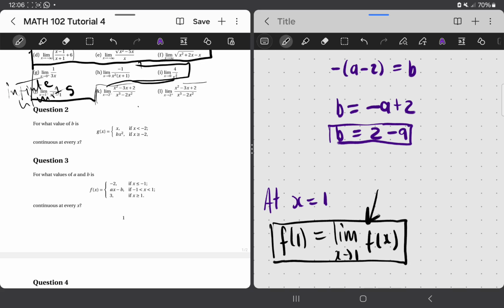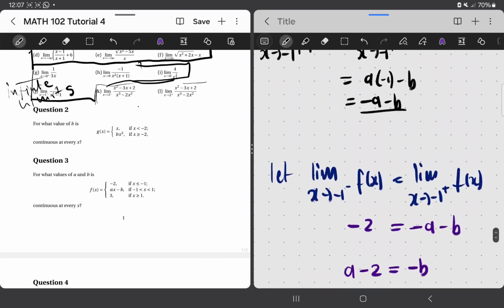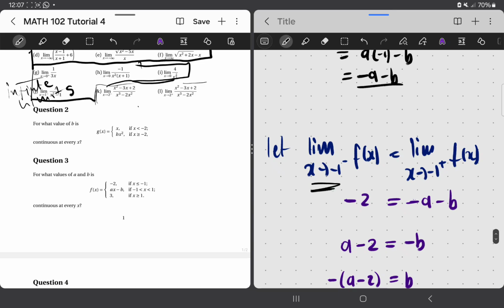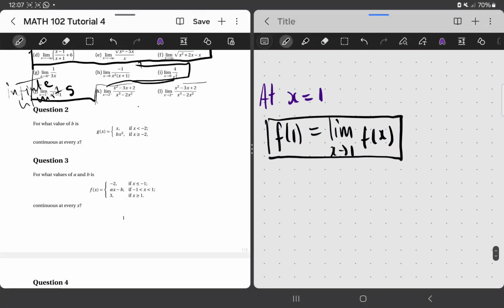So if we're saying this limit should exist, then to make it exist, the left-hand limit should be equal to the right-hand limit, okay? Which is what we are letting here. So now let's get the limit here. The limit as x approaches 1 from the left of f of x. We're coming from the left, which means we're less than 1, but very, very close to 1 because we are approaching it.